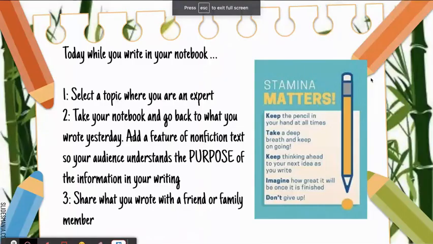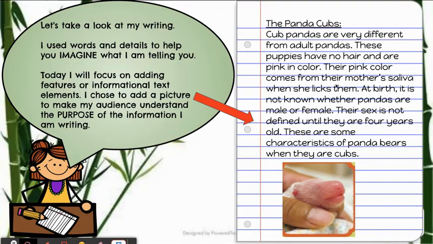All right, so today in your notebook, you're going to go back to your topics. You're going to select one of those, and you're going to add a feature of nonfiction text so that your audience understands the purpose of the information that you're writing. So just like I did here, I added a picture so that my readers can visualize what my topic is about. So you're going to start with topic number 1, your chapter 1 topic. And you're going to add a text feature, whether that's a photograph, a diagram, a caption. You could even draw something related to your topic.